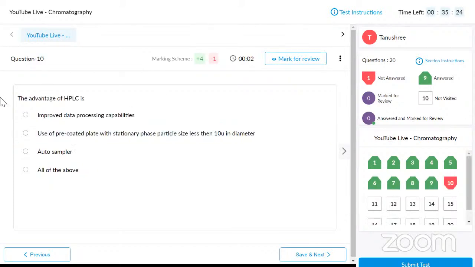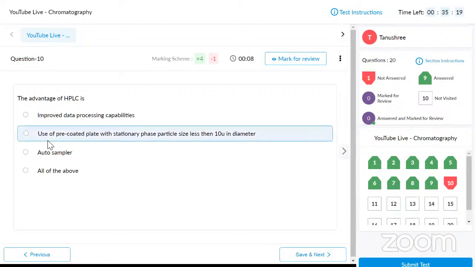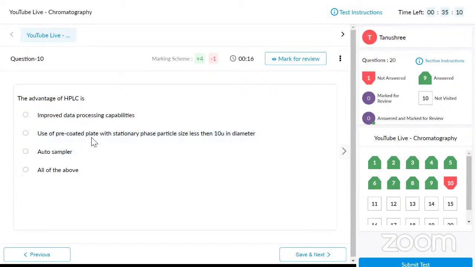Next, what is the advantage of HPLC? Option A is improved data processing capabilities. Option B is use of pre-coated plate with stationary phase particle size less than 10 micrometer in diameter. Option C is auto sampler, and option D is all of the above. Now we are talking in terms of high performance liquid chromatography.